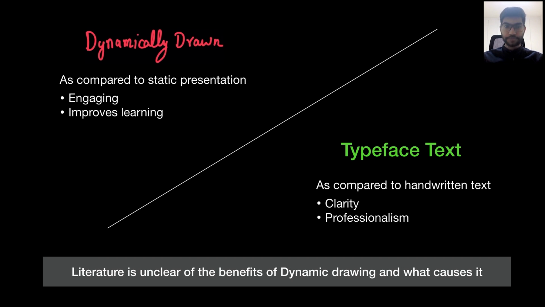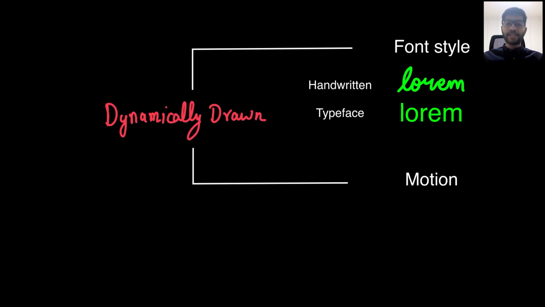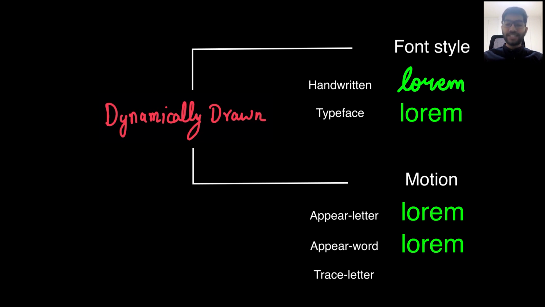learning videos. In an attempt to draw a clearer conclusion regarding how dynamic drawing affects learning, we conducted a systematic investigation of two fundamental factors of dynamically drawn text: font style. Whereas handwritten text appears more natural and freestyle, typeface text is visibly more rigid. The other factor is the motion of appearance of text on the screen. Text can appear instantaneously, letter-wise or as an entire word, or be traced out continuously as in dynamic drawing.